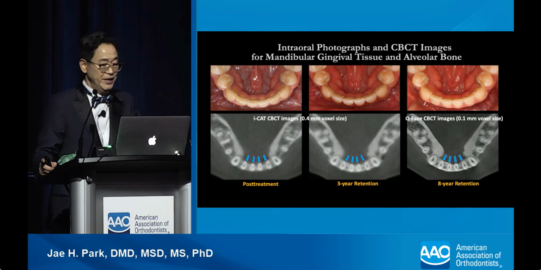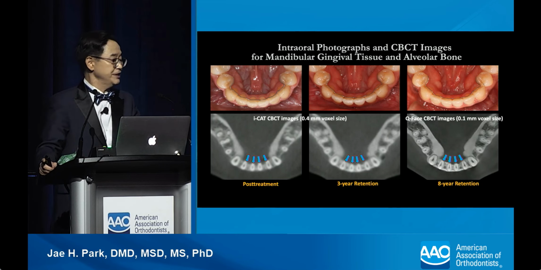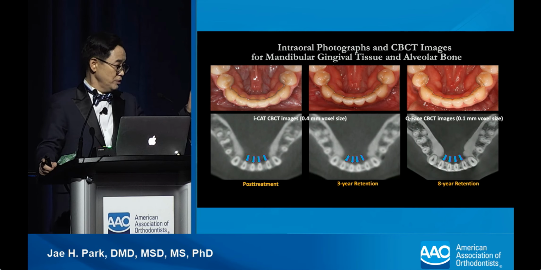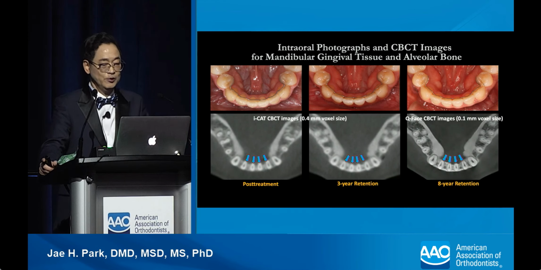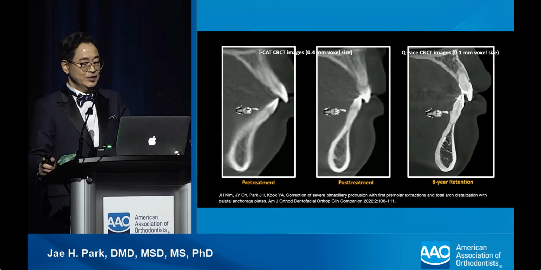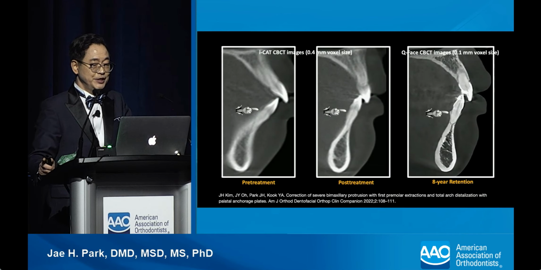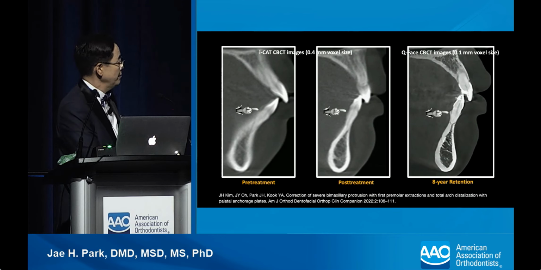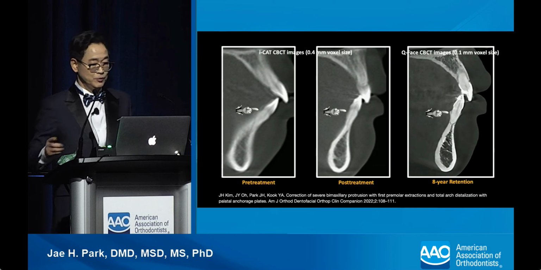So the take-home message is, if the patient has a thick and healthy gingival biotype and periodontal ligament, those things are essential for alveolar bone regeneration. Here are the cross-sectional views of CBCT images of incisors and alveolar bone. You can see a better image in the small box size.